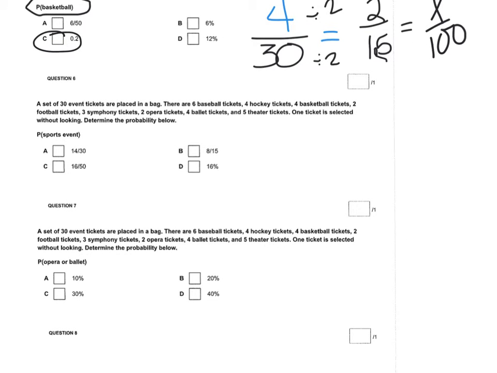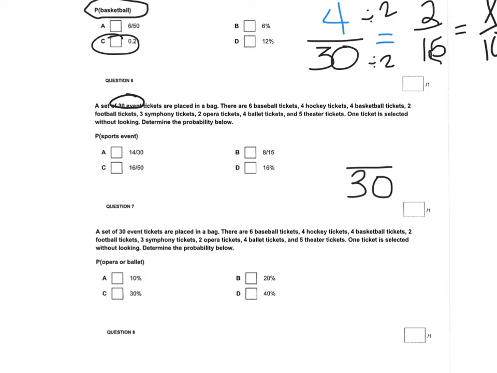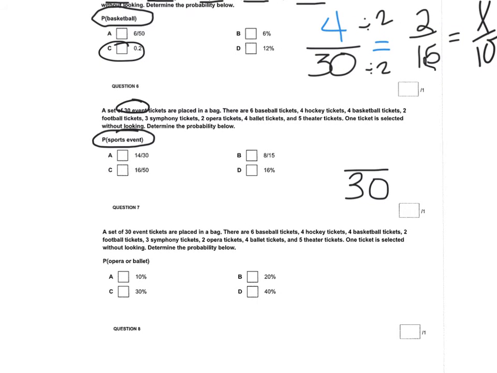Question 6. A set of 30 event tickets are placed in a bag. So this is the same. 1 ticket is selected. Determine the probability. So the probability of landing on a sports event. So if we go through and look at all the ones that are sports, we've got 6 baseball, 4 hockey, 4 basketball, 2 football. Okay, and that's all the sports that I'm seeing. Everything else is like theater.